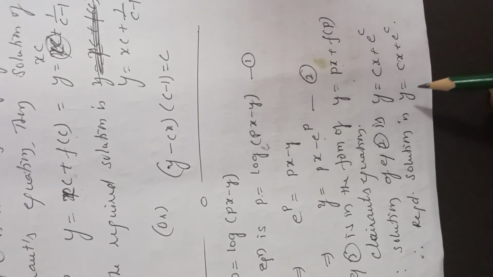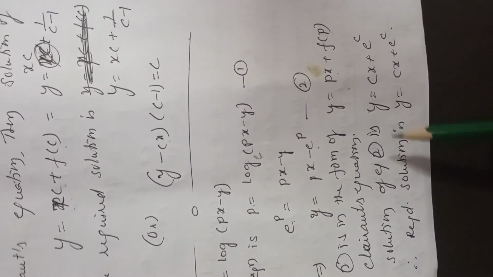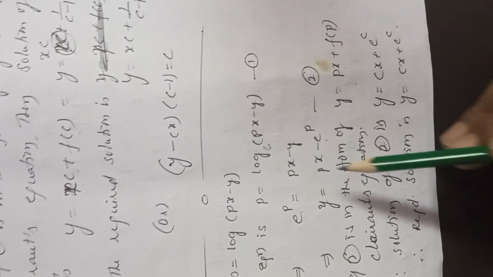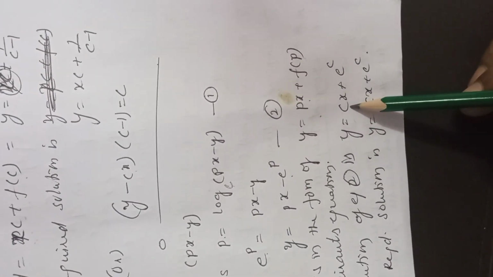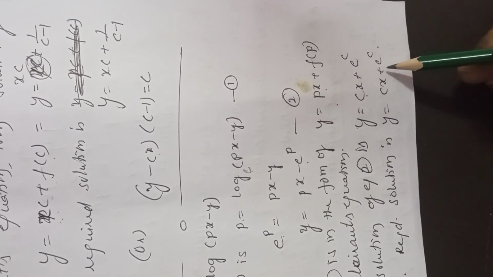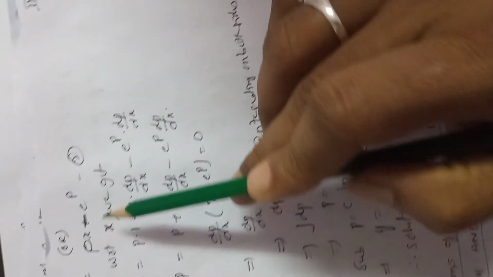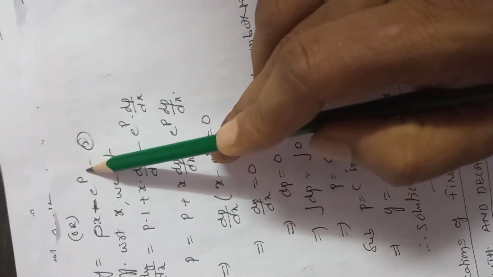Then the solution: p is replaced by c. Simply you can write the solution of equation 2 as y is equal to p replaced by some arbitrary constant c, x plus e to the power of c, or plus or minus you can write nothing because it is a constant. Now another solution. Here I am getting minus, don't confuse it with the previous one. Now y is equal to px minus e to the power of p.